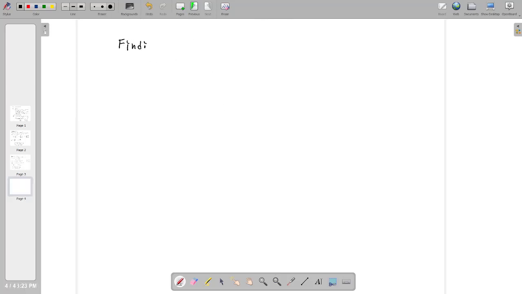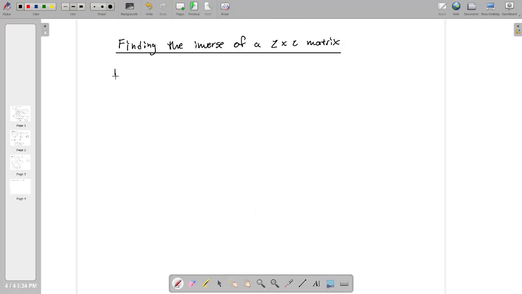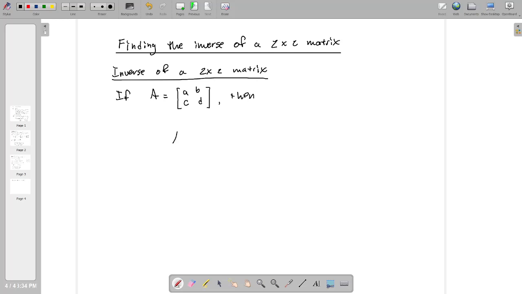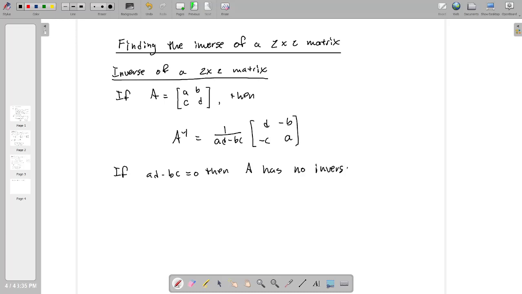All right, the next topic I want to cover is finding the inverse of a 2 by 2 matrix. If A equals A, B, C, D, then A inverse is equal to 1 divided by AD minus BC times the matrix D, negative B, negative C, A. If AD minus BC equals 0, then A has no inverse. And we can see that here because you would be dividing by 0.